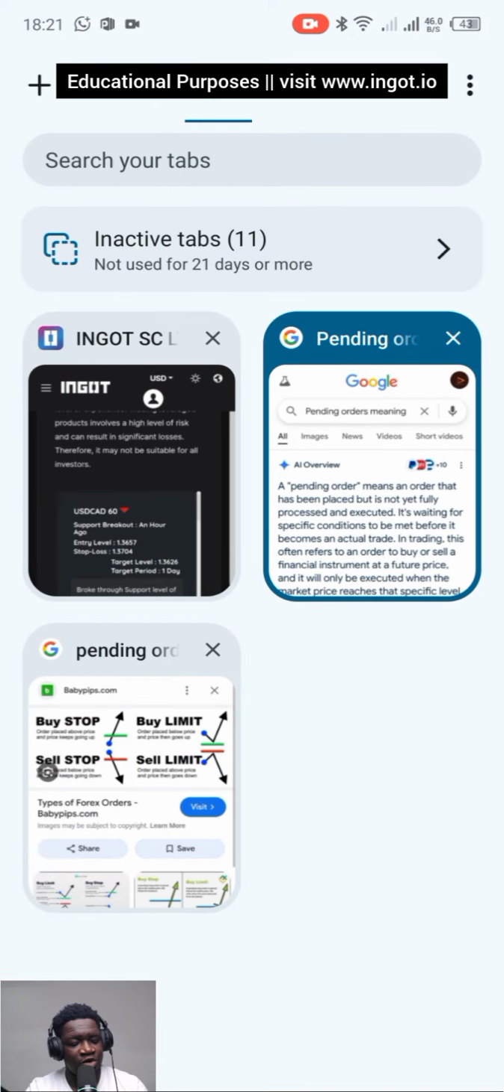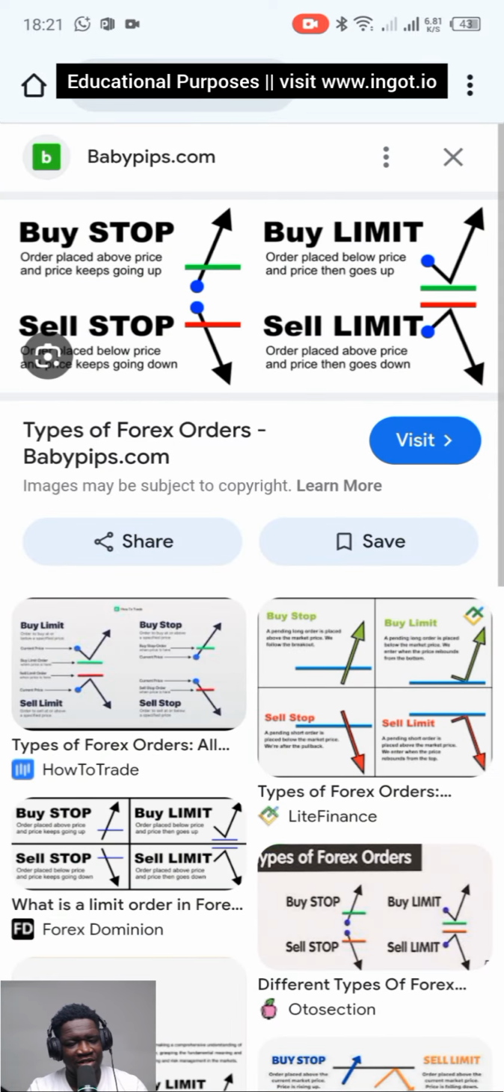So now let's have some visuals. These are the four types of pending orders I would like us to have a good look at. We have buy stop. It says the order is placed above price and price keeps going up. For instance, price is currently around 2,500 and you're expecting to buy at around 3,000. In that case, the type of pending order you place is the buy stop. With a buy stop, you're expecting the price to get to 3,000 to get the execution done.